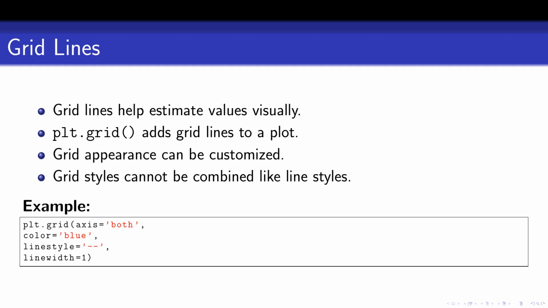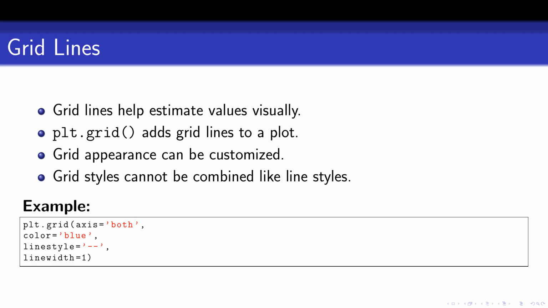Adding grid lines to a plot can greatly enhance its readability by helping users visually align data points with the axis ticks. In Matplotlib, you can use plt.grid to display grid lines, and you can customize their appearance with several optional parameters. You can control which axes the grid lines apply to, x, y, or both, as well as their color, line style, and width. For example, calling plt.grid with axis equals both, color equals blue, linestyle equals dash dash, linewidth equals 1 would produce dashed blue grid lines on both axes.